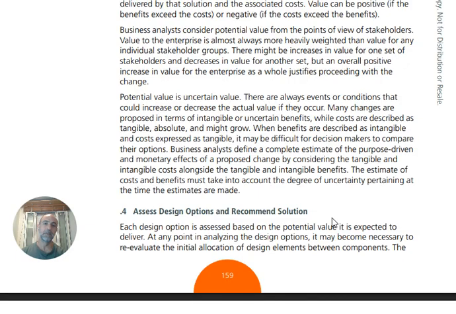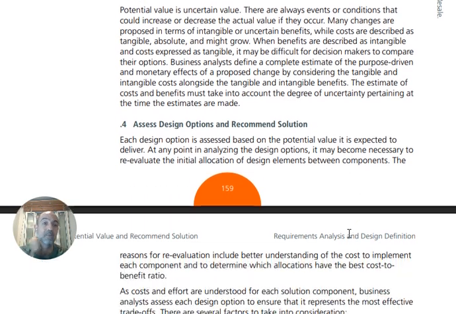When benefits are described as intangible and costs expressed as tangible, it may be difficult for decision makers to compare their options. Business analysts define a complete estimate of the purpose-driven and monetary effects of the proposed change by considering the tangible and intangible costs along with the tangible and intangible benefits.